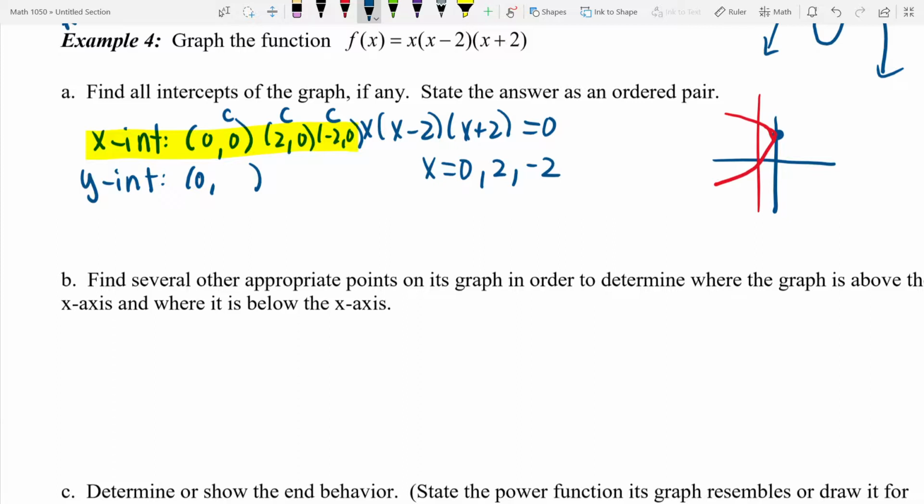You guys, if 0, 0 is an x-intercept, then 0, 0 is a y-intercept. Could there be any other y-intercepts? No, so you're done with that.